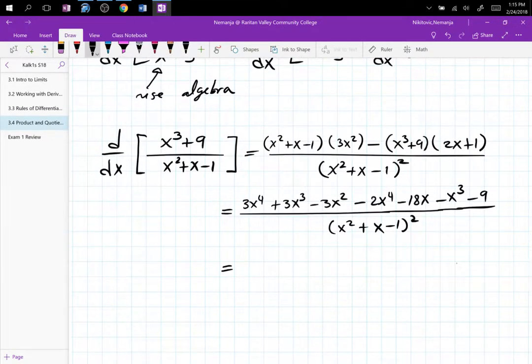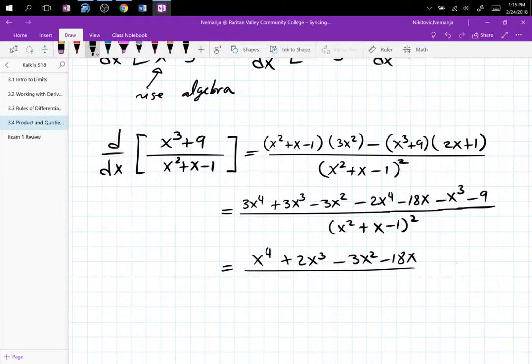Like terms: 3x to the 4th minus 2x to the 4th is a single x to the 4th. 3x cubed minus 1x cubed is plus 2x cubed. Minus 3x squared minus 18x minus 9. Divided by x squared plus x minus 1, everything squared. Yep. Hello, quotient rule. Woo! It's wonderful, right?